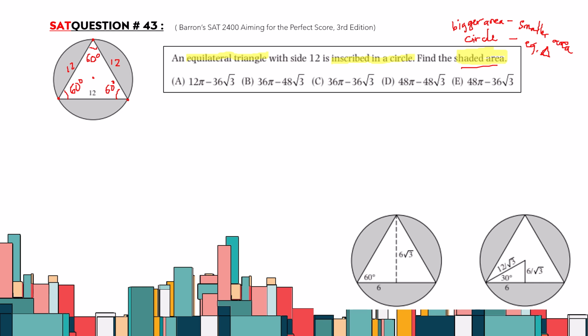Okay, first let's see how we can find the area of the triangle. For a triangle, we need 1/2 the base times the height. For the area of the circle, it will be pi r squared.